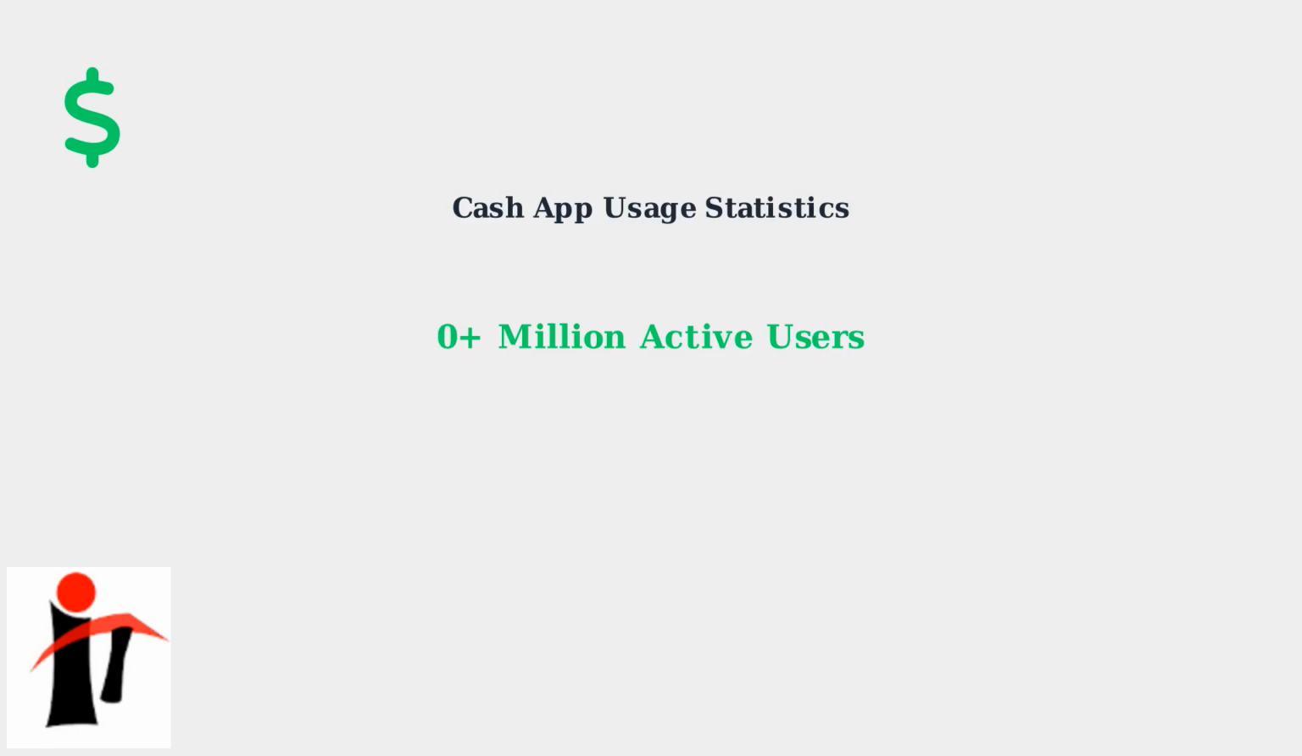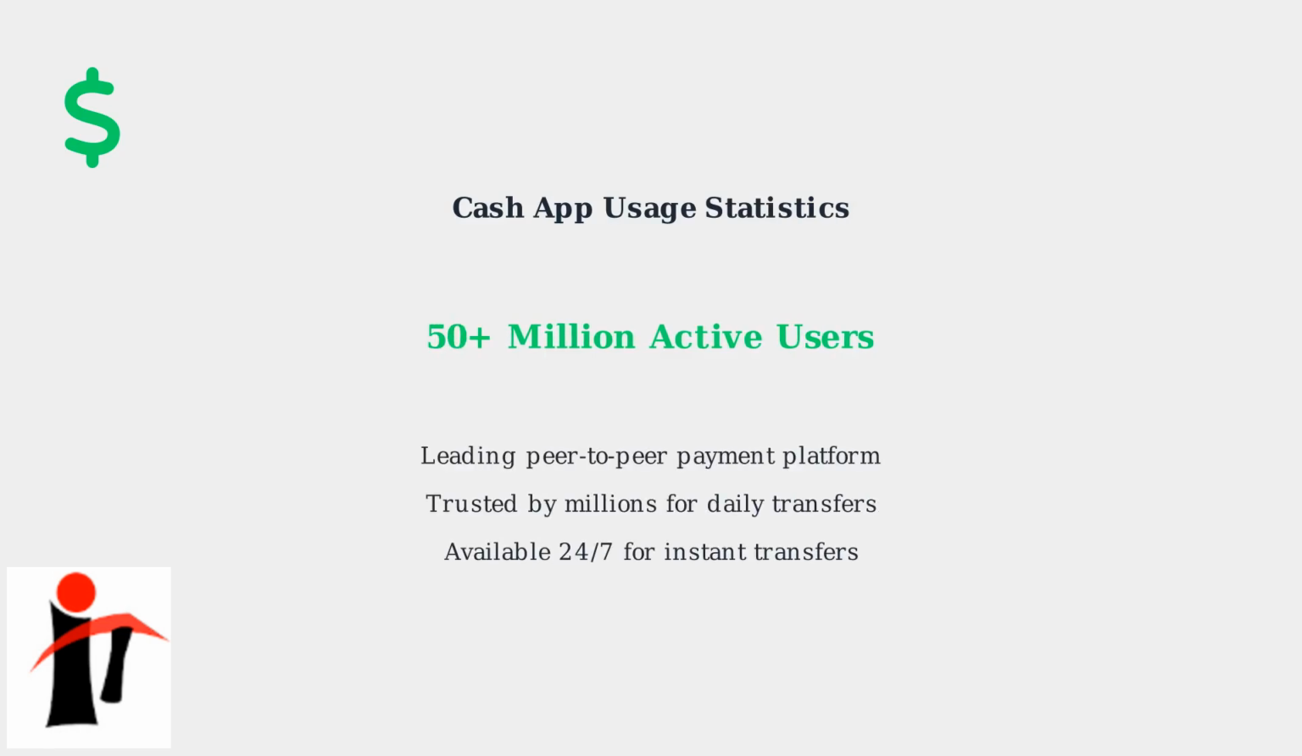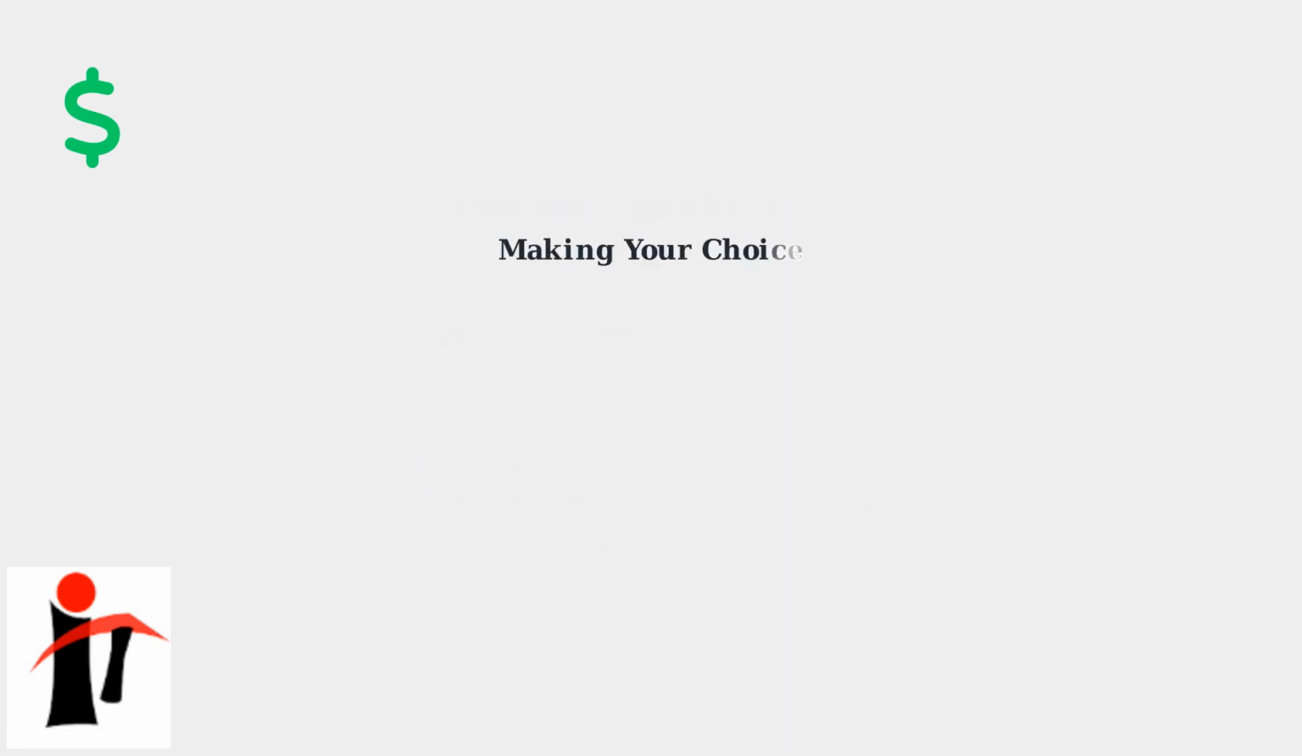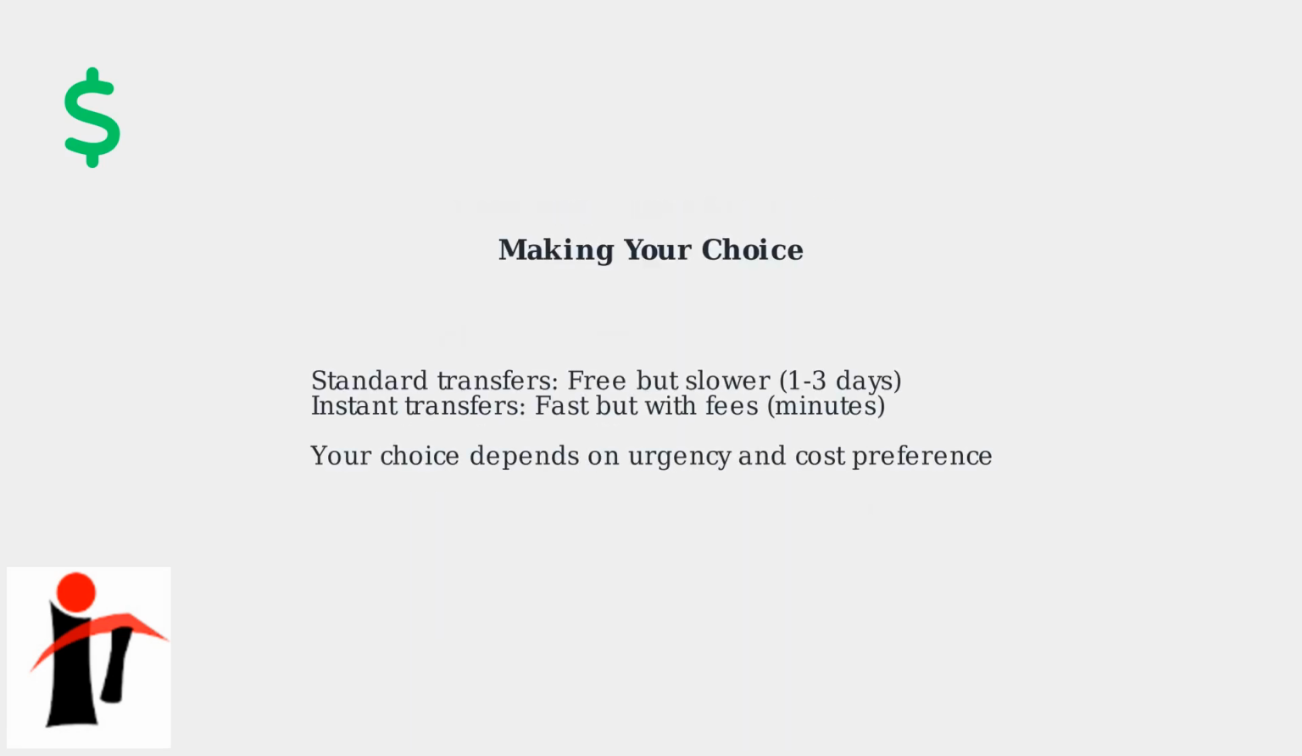As of 2024, Cash App has over 50 million active users, making it one of the leading peer-to-peer payment platforms in the United States. This popularity reflects users' trust in both transfer methods. Choosing between standard and instant transfers depends on your need for speed and willingness to pay fees. Standard transfers work well for routine transactions, while instant transfers are ideal when you need immediate access to your funds.